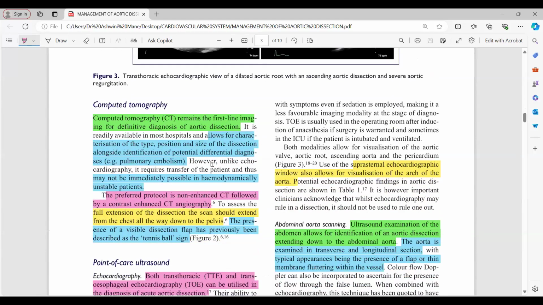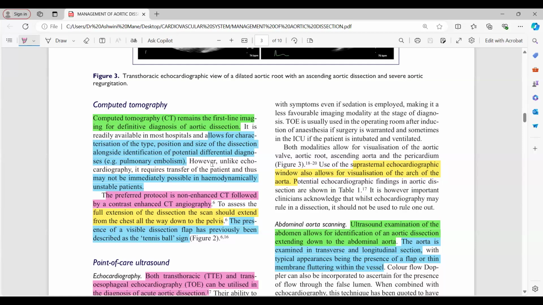First we will see the CT findings. Computed tomography remains the first line imaging for definitive diagnosis of aortic dissection. It is readily available in most hospitals and allows for the characterization of the type, position, and size of dissection, alongside identification of potential differential diagnoses.